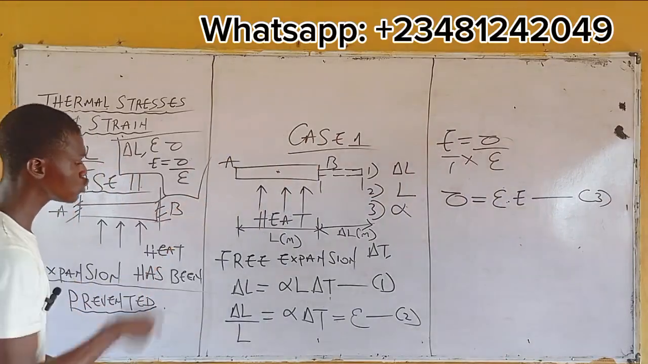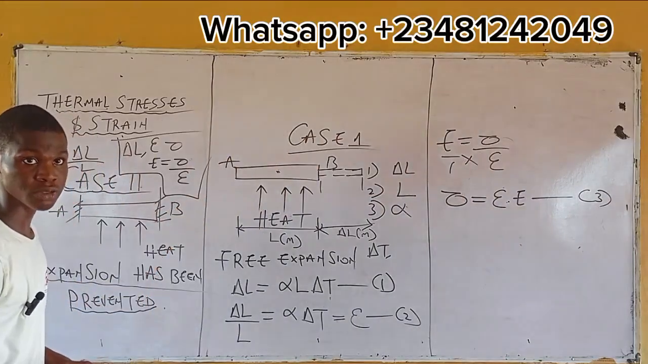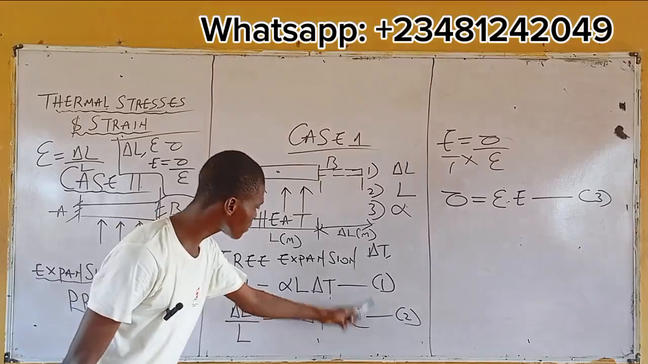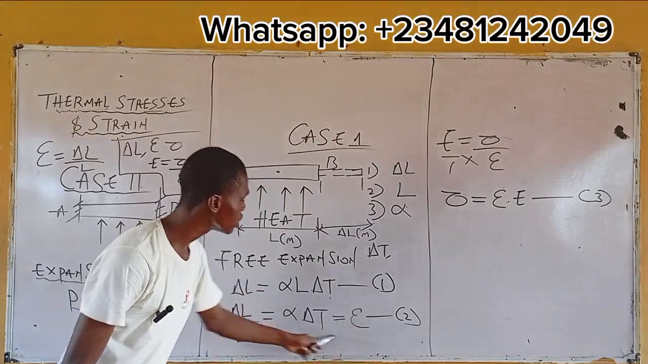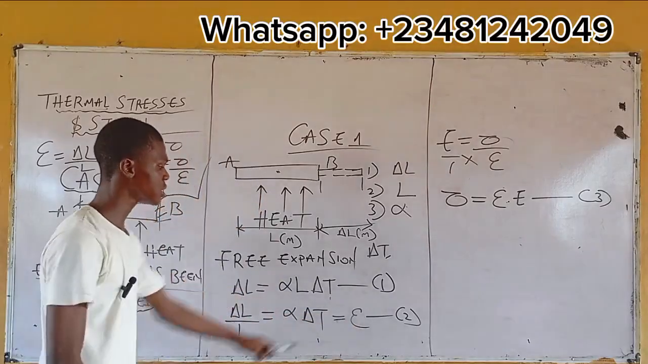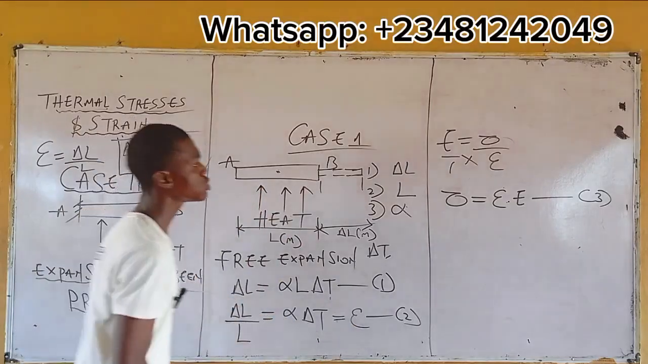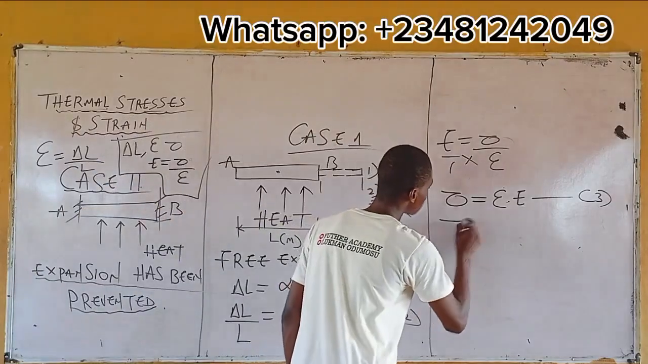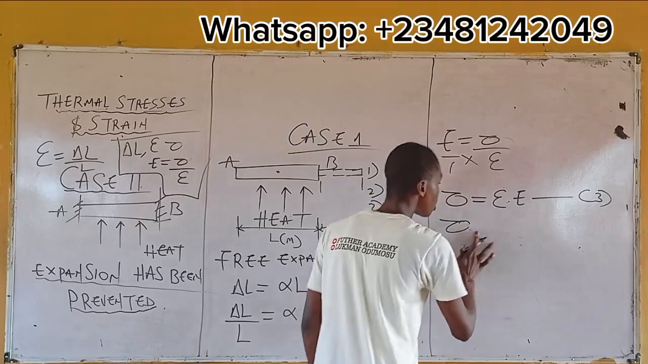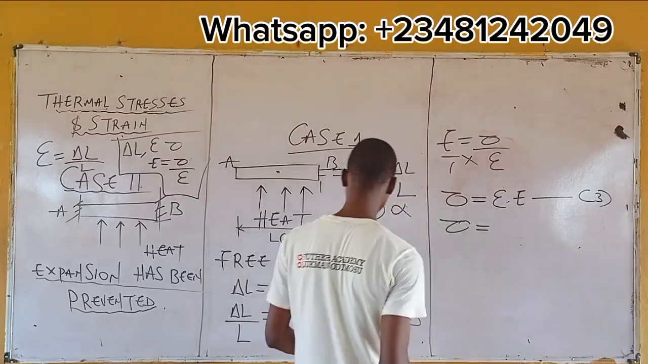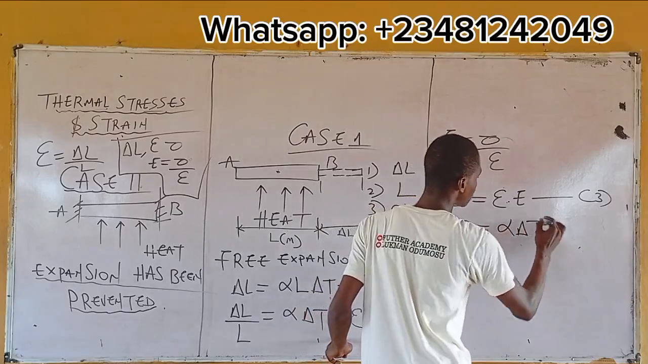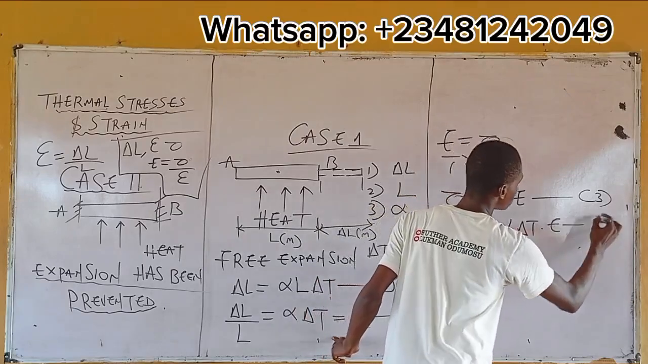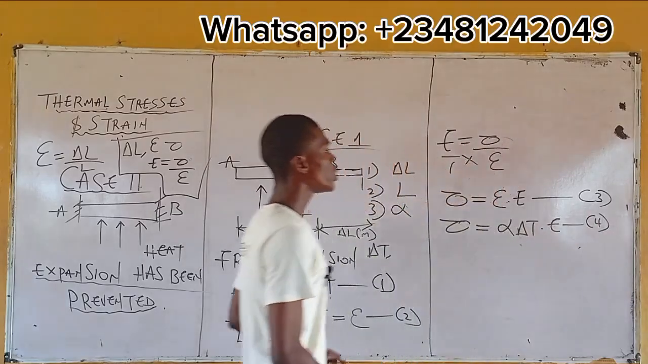Substitute equation 2 into equation 3. You know I'm substituting, right? Because from equation 2, I have that thermal strain is equal to linear expansivity times change in temperature. Meaning, substitute into equation 3. Equation 3 becomes stress is equal to this, multiplied by E. Call this equation 4.